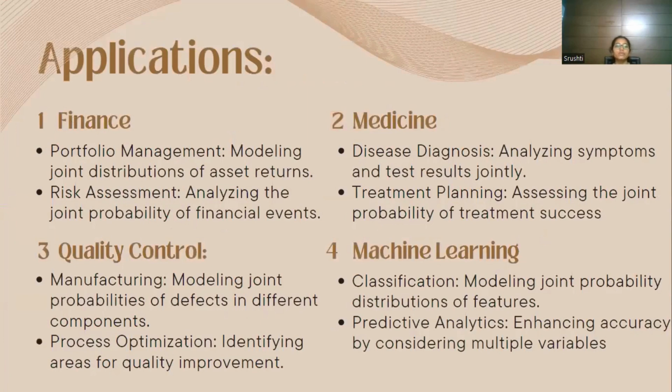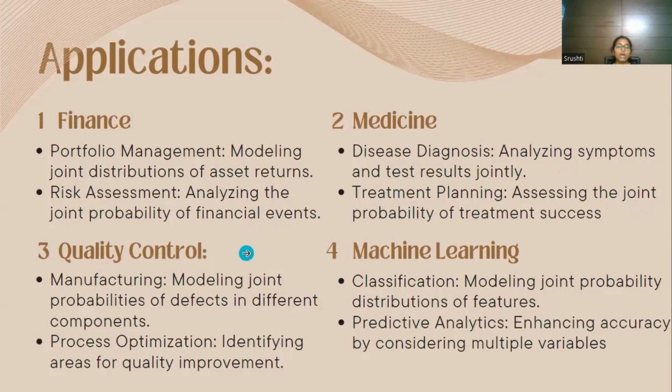Applications. First one, finance. It is used in various forms, for example, portfolio management, modeling joint probability for asset returns, and risk assessment, analyzing the joint probability of financial events. The second one, it is used in medicine. It is used for disease diagnosis and treatment planning. In disease diagnosis, it analyzes the symptoms and test results jointly. In treatment planning, it assesses the joint probability of treatment success.